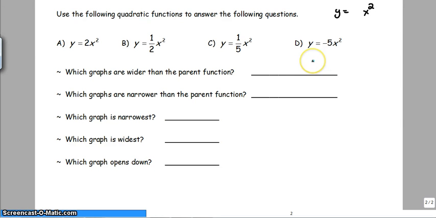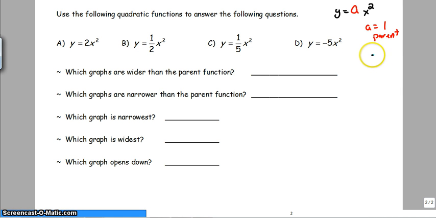So now we're going to look at the effects of multiplying x squared by a number. Remember, when we're multiplying x squared by a number, it's y equals ax squared. Our parent function, a is 1, that's our parent. When a is bigger than 1, we're making it narrow.